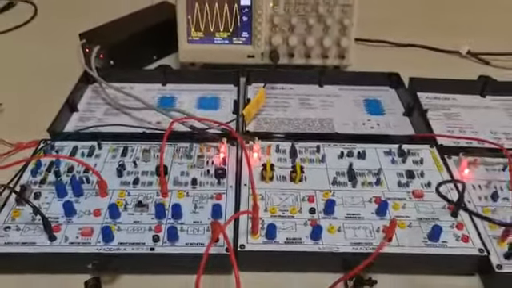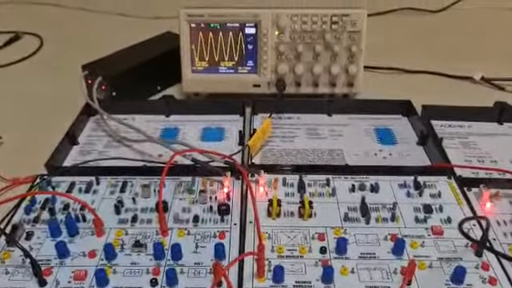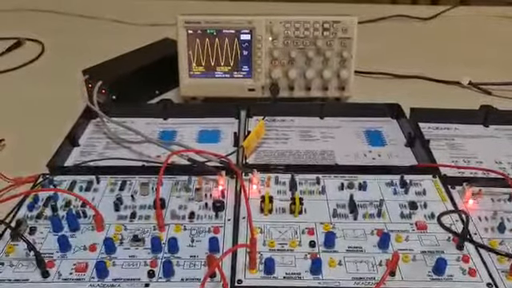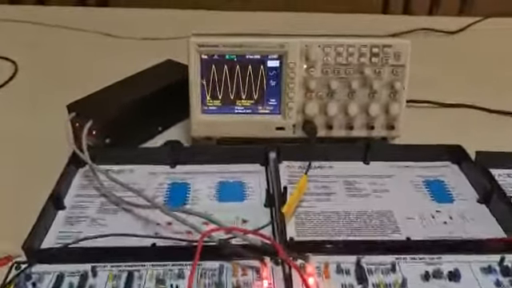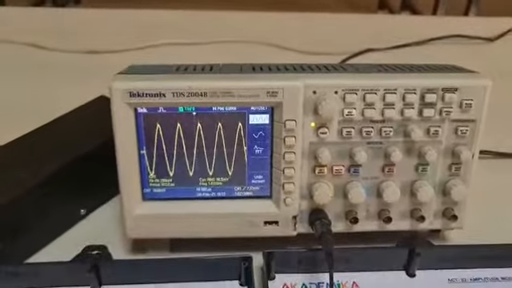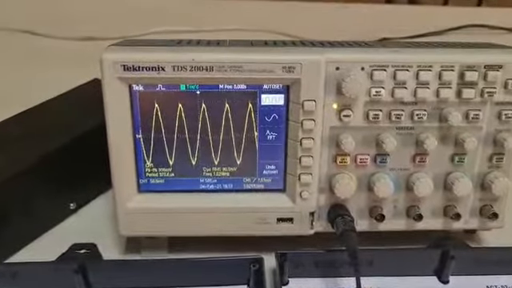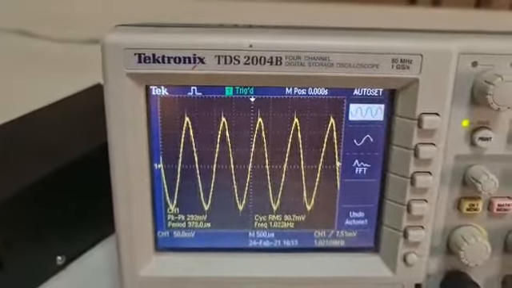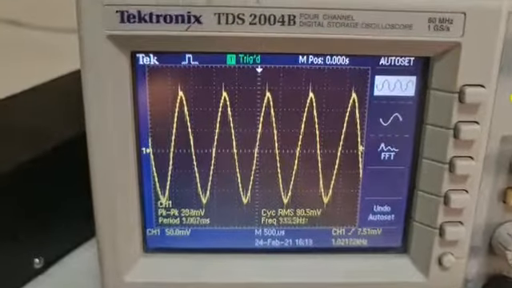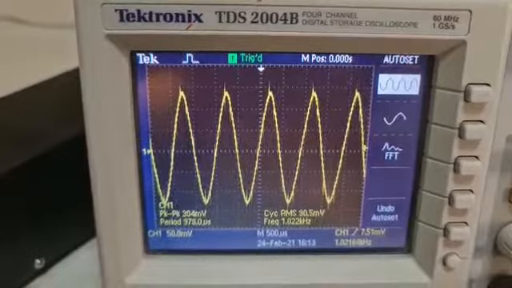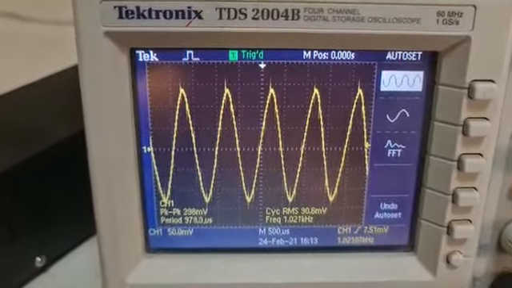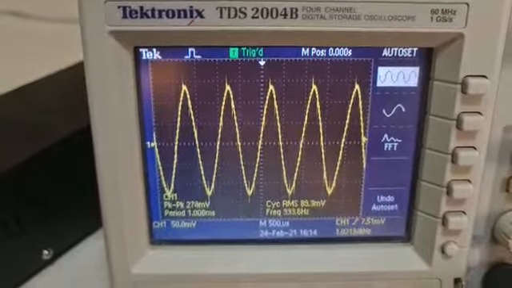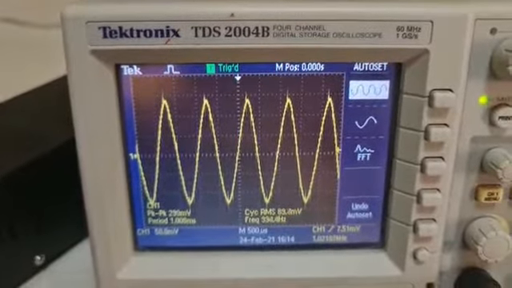On the different equipment or demo kits which we are using, let's first discuss those. The first equipment we can use is the CRO, that is the cathode ray oscilloscope, which is used for the measurement of the signal. For example, this is the modulating signal, and clearly it indicates a frequency of 1.021 kilohertz. So this is a 1 kilohertz signal.